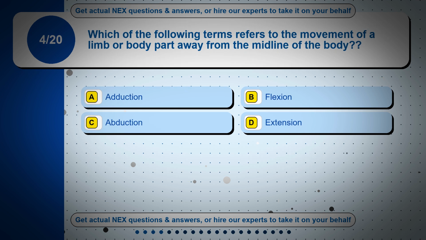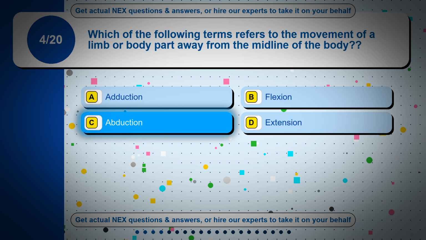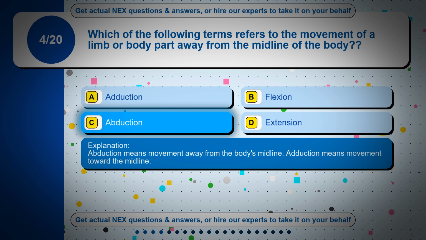Question 4. Which of the following terms refers to the movement of a limb or body part away from the midline of the body? Option A, adduction. Option B, flexion. Option C, abduction. Option D, extension. The correct answer is option C, abduction. Abduction means movement away from the body's midline. Adduction means movement toward the midline.